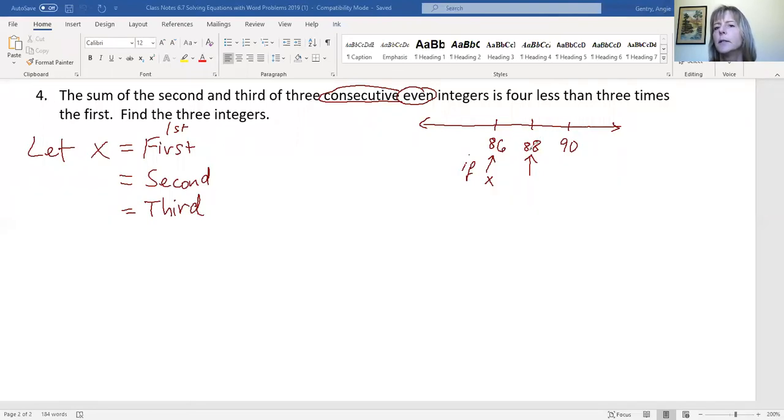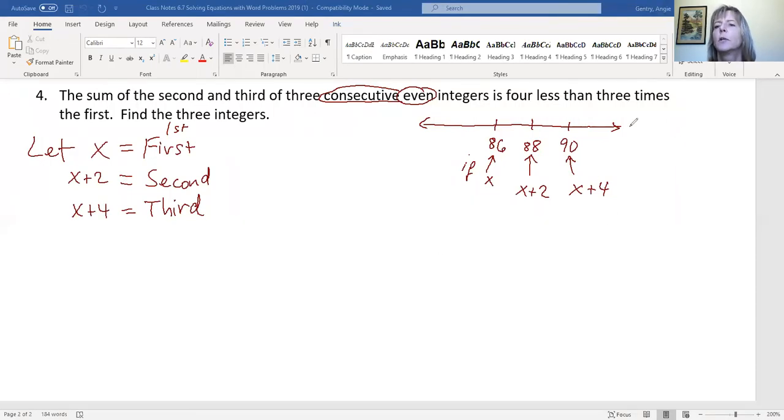And you just look at the 88 and look at how it relates to the 86. Is it not 2 bigger? Isn't this the x plus the 2? And isn't this 90? How much bigger than x is it? It's x and 4 bigger. You see? So when you have consecutive even integers, you always have the first one is x, the second one is x plus 2, and the third one is x plus 4.